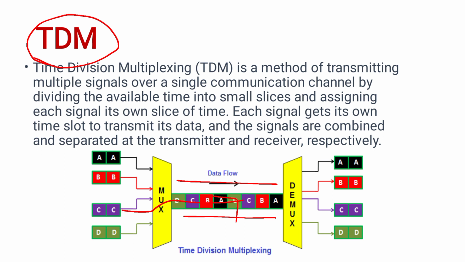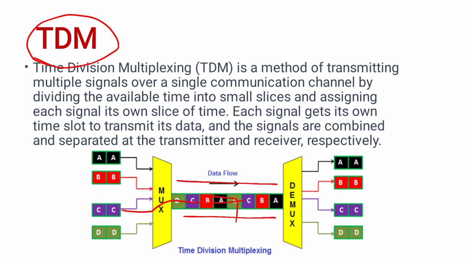See the definition for TDM. Time division multiplexing is a method of transmitting multiple signals over a single communication channel by dividing the available time into small slices and assigning each signal to its own slice of time. Each signal gets its own time slot to transmit its data, and the signals are combined and separated at the transmitter and receiver respectively. And this is about the TDM.